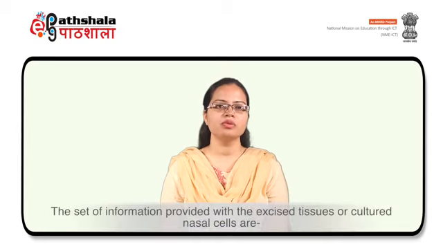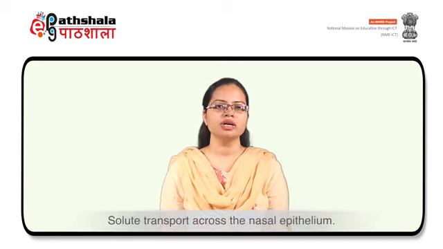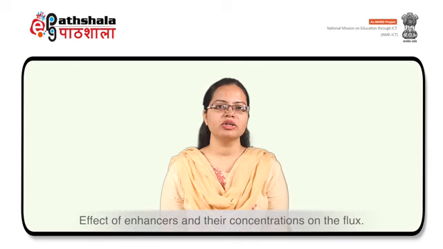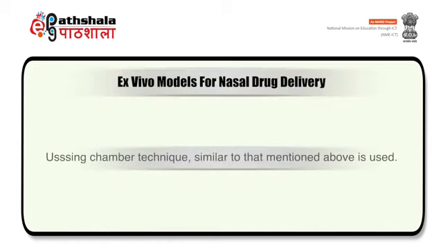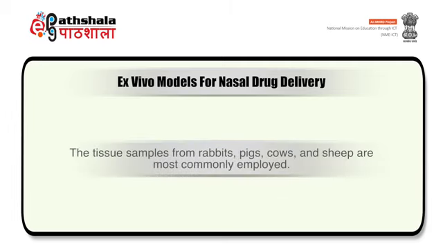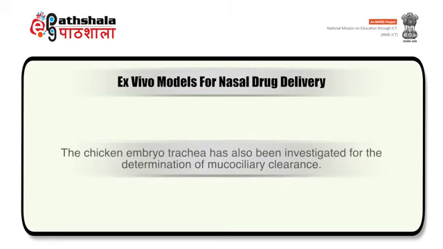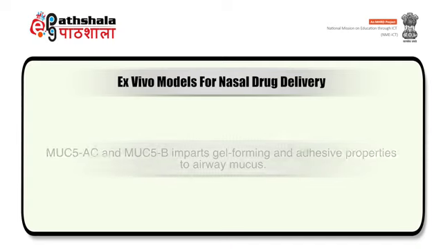The set of information provided with the excised tissues or cultured nasal cells are solute transport across the nasal epithelium, effect of enhancers and their concentration on the flux, histological examination for determining the extent of tissue damage, respective mechanisms involved, and the effect on the ciliary beat frequency. A Ussing chamber technique similar to that mentioned above is used. The tissue samples from rabbits, pigs, cows and sheep are most commonly employed. The chicken embryo trachea has also been investigated for the determination of mucociliary clearance.